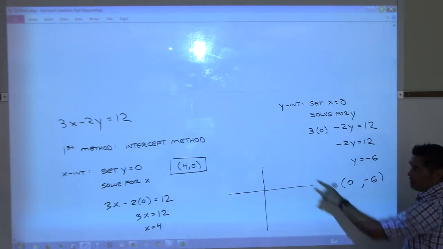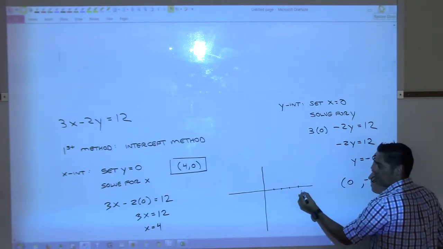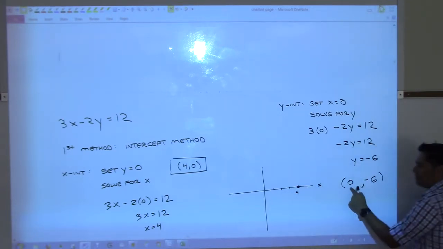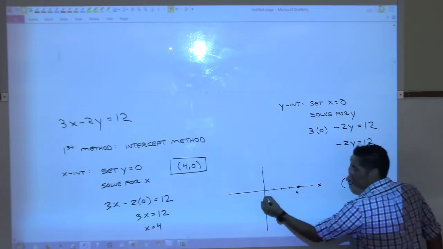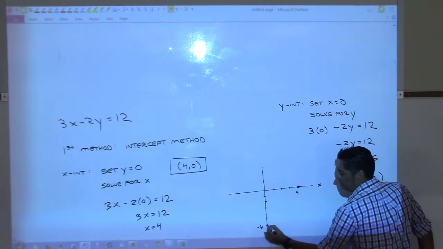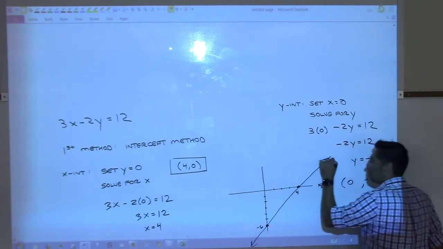I know that I'm going to have to go out to the right 4. 1, 2, 3, 4 on the x-axis, right? Here's 4 on the x-axis. I'm going to put a dot. And then here is my y-intercept, so that just means I'm going to go down 6. So 1, 2, 3, 4, 5, 6. Down 6. I put a dot, then I get out my straight edge, and I draw a straight line through those, and I have graphed the line.